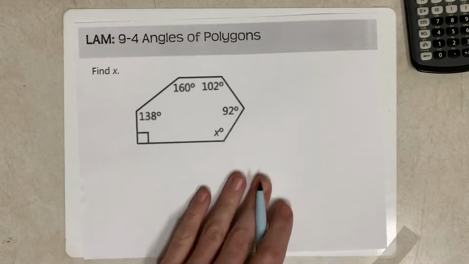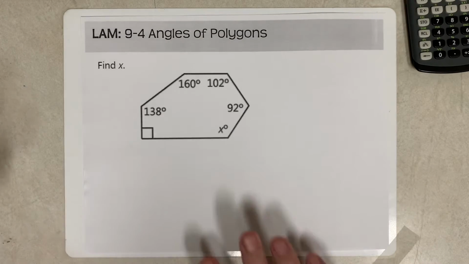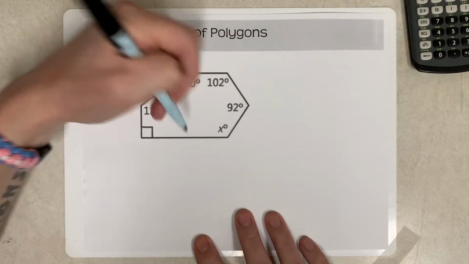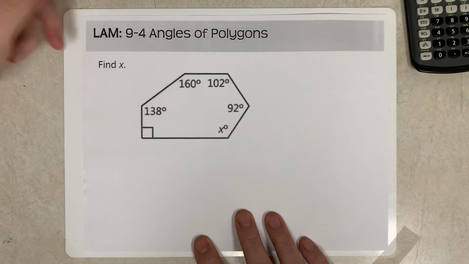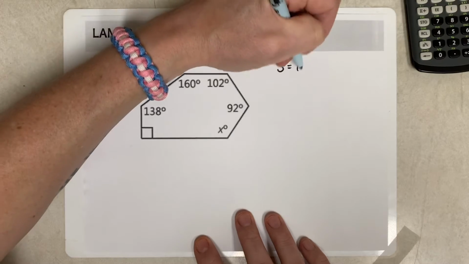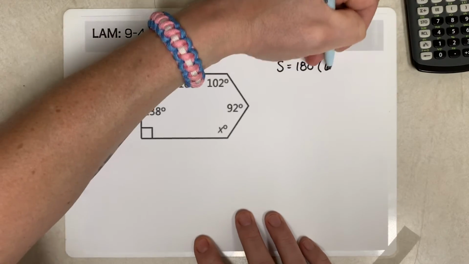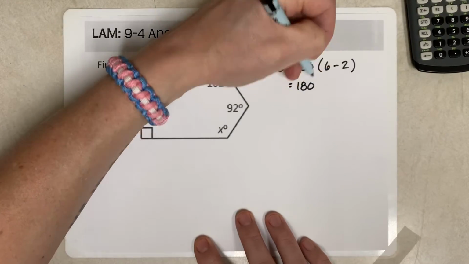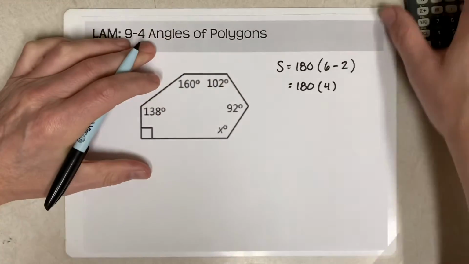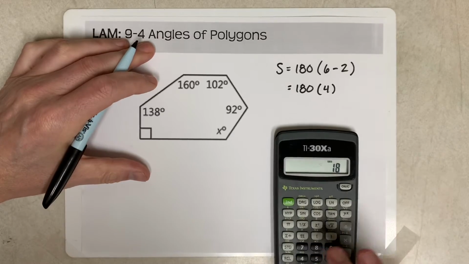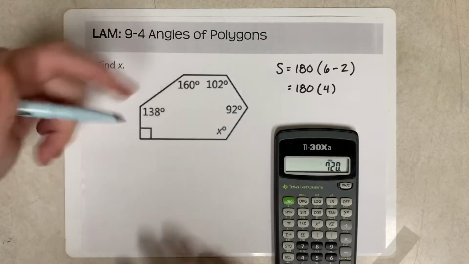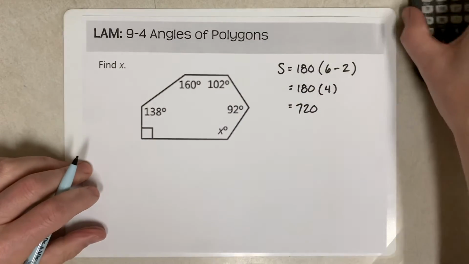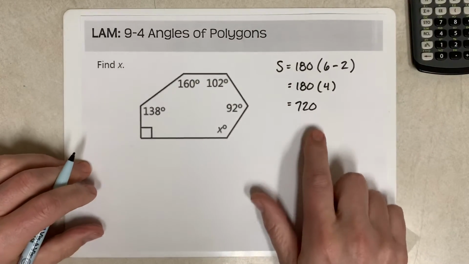Next example, we have this one right here, and this one we have 1, 2, 3, 4, 5, 6 sides. So for 6 sides, the sum is equal to 180 times 6 minus 2. So that's going to be equal to 180 times 4. If you don't know that off the top of your head, just do 180 times 4, and we get 720. So what we're going to do now is take all of these angles and set it equal to 720.